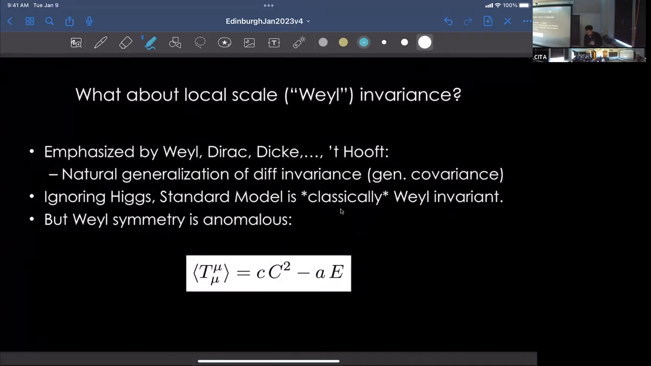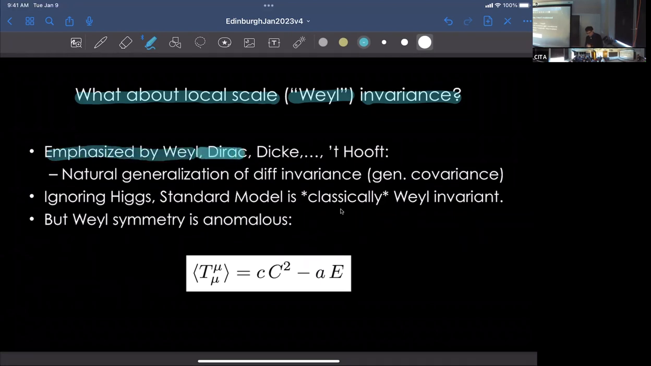Okay, so there's one other local symmetry one might wonder about. What about local scale invariance, or in other words, Weyl invariance? This is the freedom to locally rescale the metric by a factor at different points in space-time. Ever since the discovery of general relativity by Einstein, a lot of other people have emphasized that it seems weird that general covariance would be a symmetry of nature, but not local scale invariance. What is general covariance? Einstein's way of describing it was that it was local freedom to choose your reference frame.